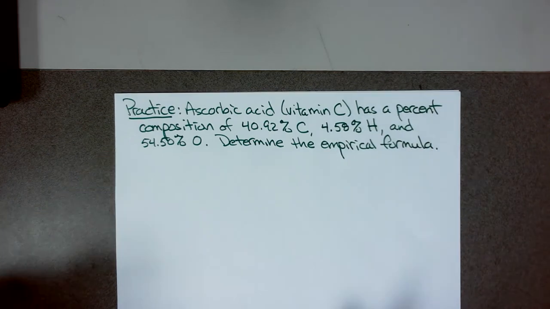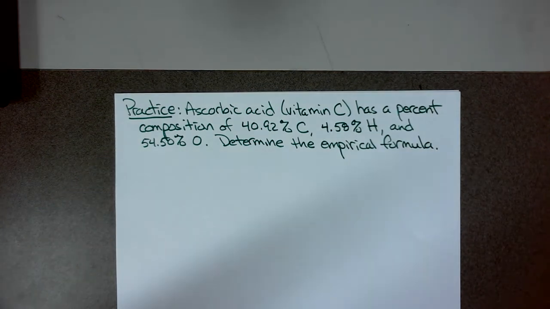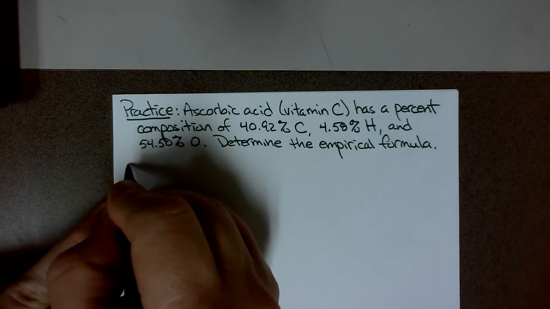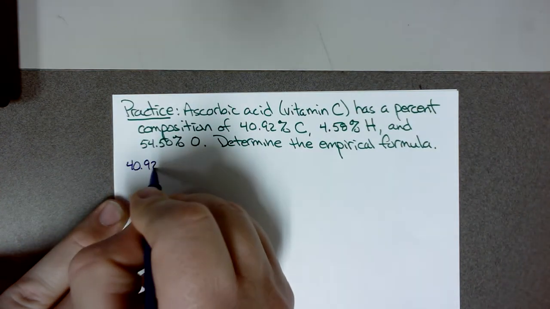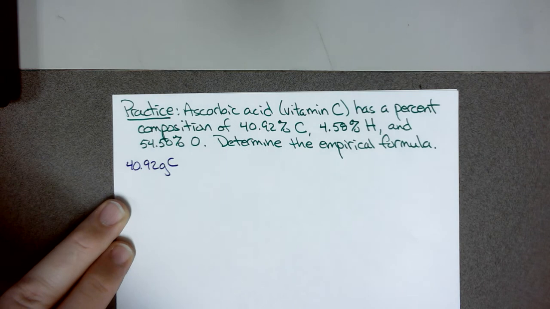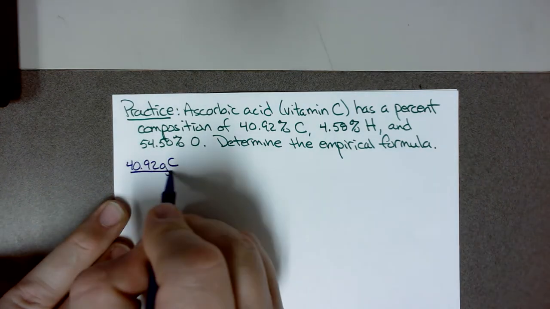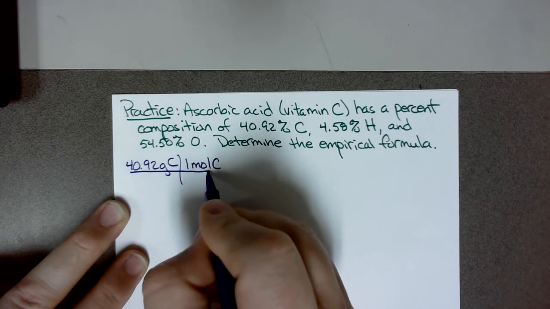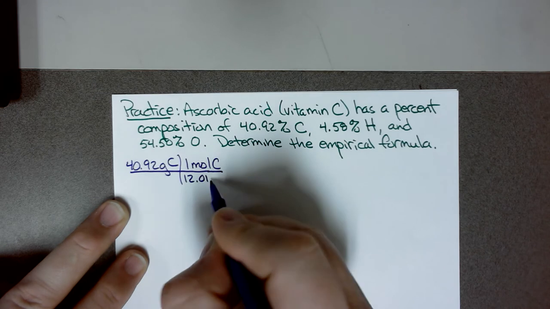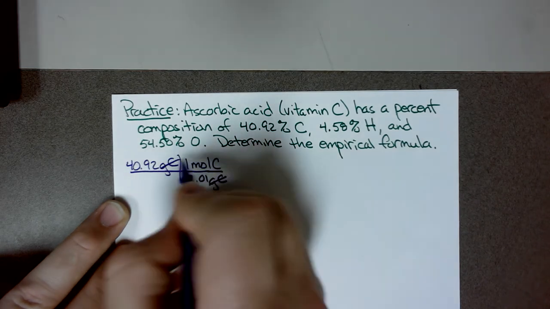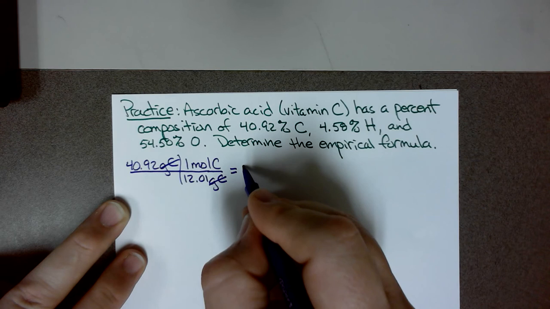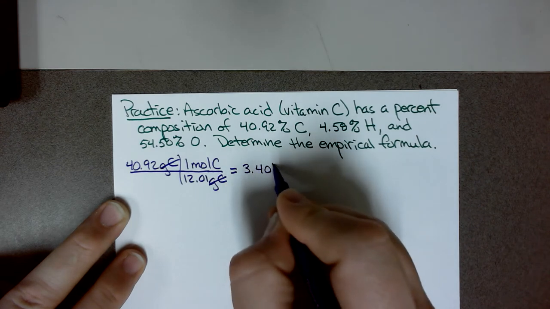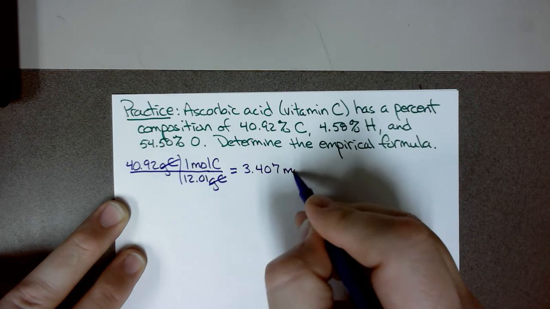Okay. So remember, if we have percent composition, we can take percent and say that that's really 40.92 grams out of 100. So I can say that I have 40.92 grams of carbon, and I'm going to convert the carbon to the mole using molar mass. So 1 mole of carbon has a mass of 12.01 grams. Remember, we get that from the periodic table. So this comes out to be 3.407 moles of carbon.